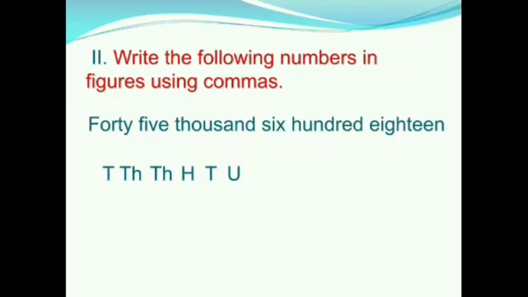Write the following numbers in figures using commas. First we will read the words. 45,618. Now we will go period wise. Here we have given 45,000. 45,000 will come in thousands period. 4 in 10,000's place. 5 in 1,000's place. Next we have 618. 618 will come in units period. 6 in 100 place. 1 in 10's place. 8 in units place.